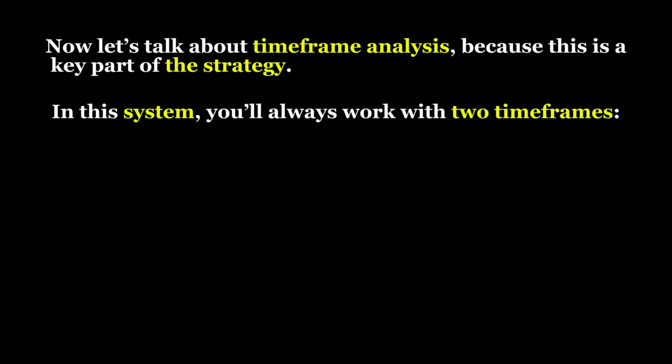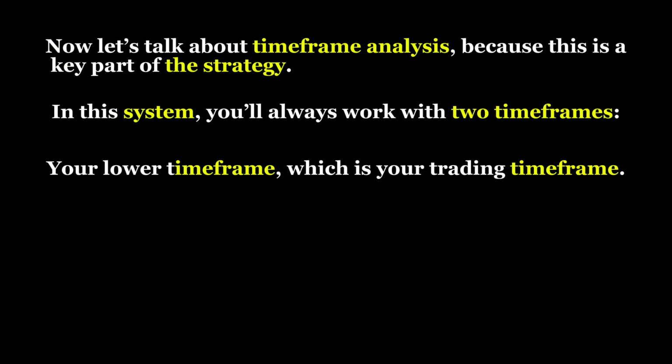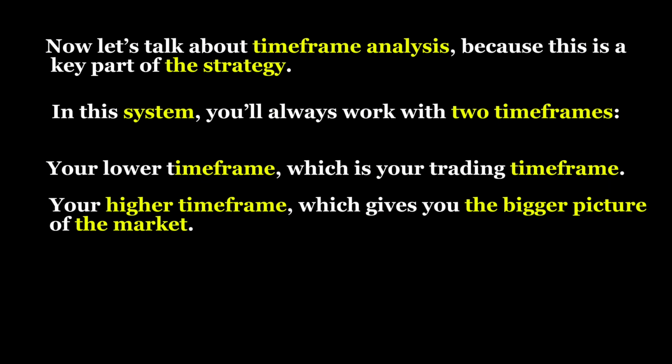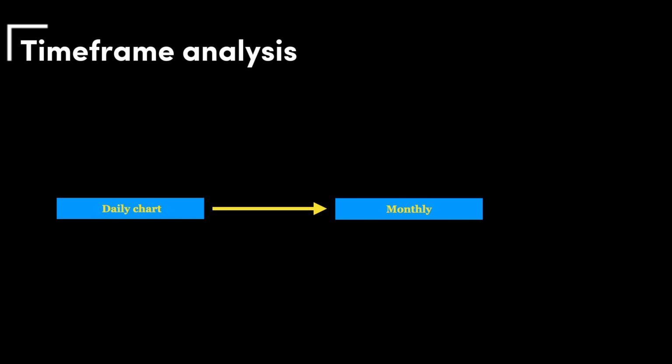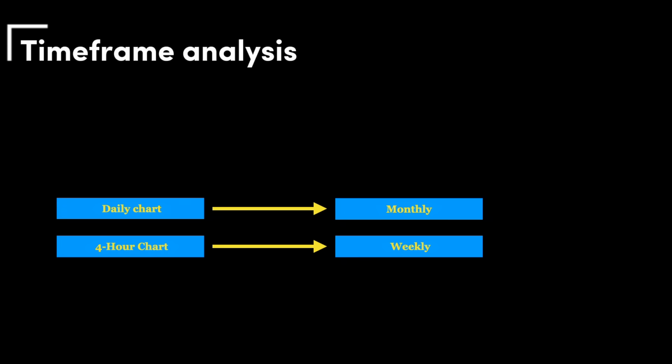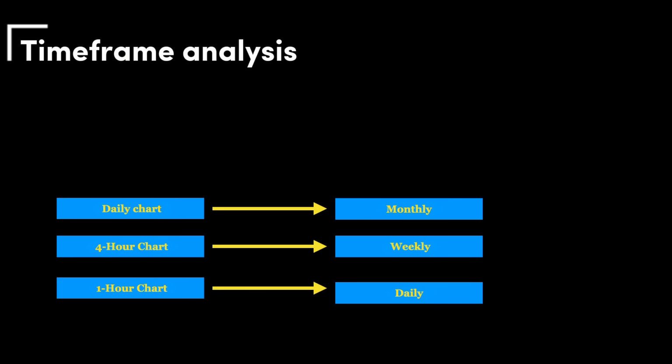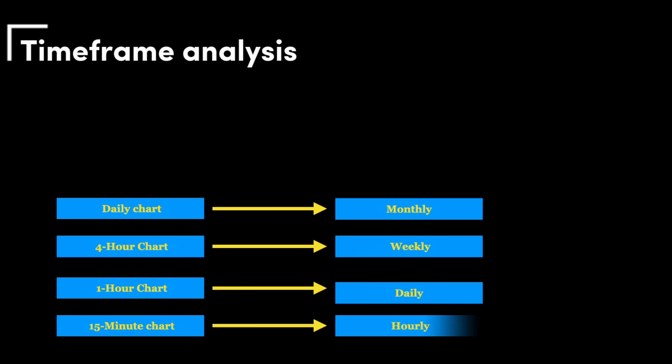In this system, you'll always work with 2 time frames. Your lower time frame, which is your trading time frame, and your higher time frame, which gives you the bigger picture of the market. Here's how it breaks down. If you trade the daily chart, your higher time frame is the monthly. If you trade the 4-hour chart, your higher time frame is the weekly. If you trade the 1-hour chart, your higher time frame is the daily. If you trade the 5-minute or 15-minute chart, your higher time frame is the 1 hour. And if you trade the 1-minute chart, your higher time frame is the 15-minute.